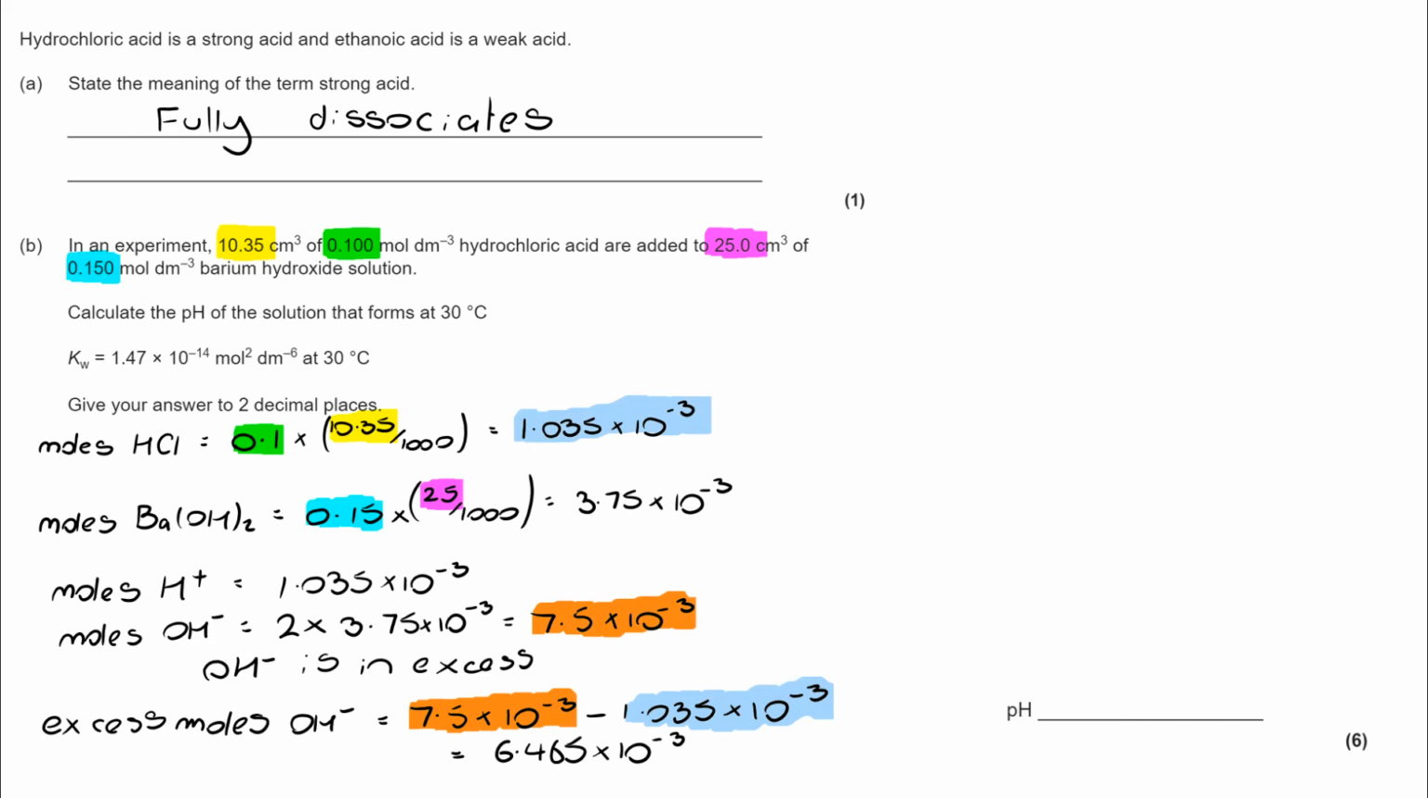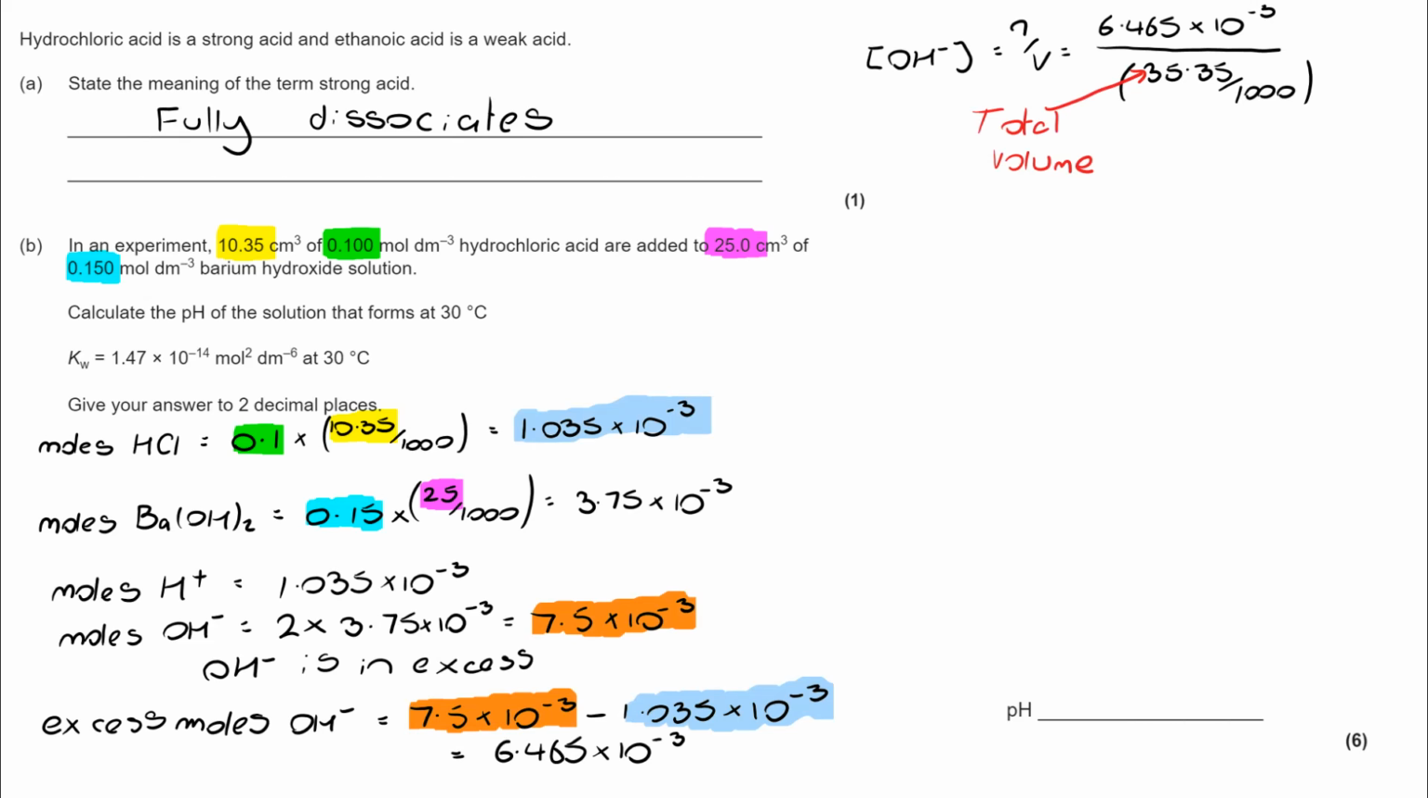Now from there, I need to know the concentration of OH minus. So I use n over V. I've got my moles I've just calculated, and I divide by the volume. 35.35 cm cubed. That's because I started with 25 of the barium hydroxide and a further 10.35 of the hydrochloric acid. So I have a total volume of 35.35, and of course I'm dividing it by 1,000 because I need it to be in decimetres cubed.